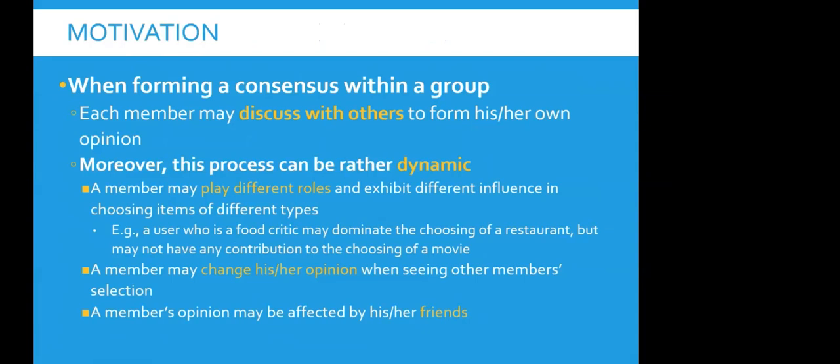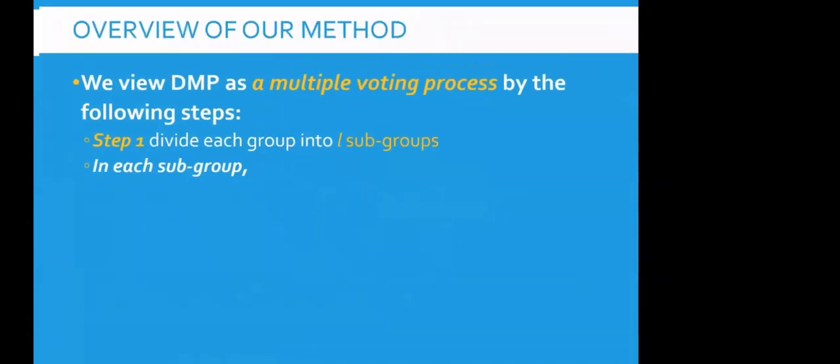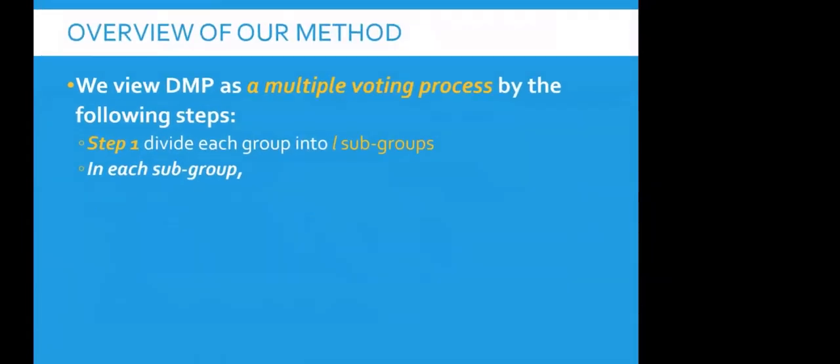First, a member may apply different rules and exhibit different influence in choosing items of different types. Moreover, a member may change his or her opinion within other members' selection. Finally, a member's opinion may be affected by his or her friends. Based on the above observations, we view the decision-making process as a multiple voting process by the following steps.